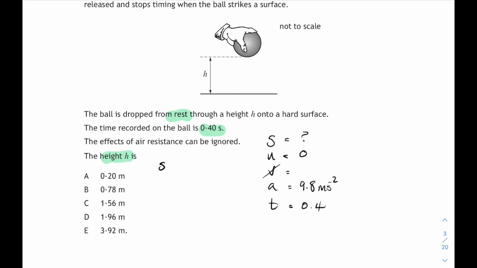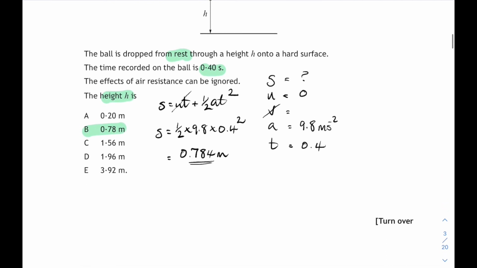So what relationship are we going to use to work out S? We're going to use S equals ut plus a half at squared. Now u is equal to 0, so we can cancel out ut, and we're left with S equals a half times 9.8 times 0.4 squared. And if you do that on your calculator, you'll get an answer of 0.784 is what your calculator display will probably say. So that corresponds to 2 decimal places to answer B, 0.78 metres.